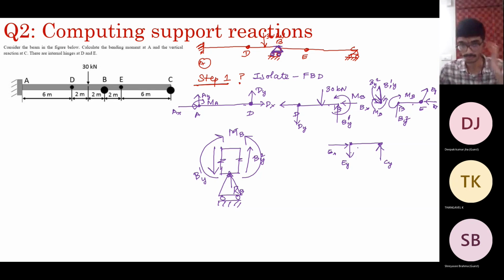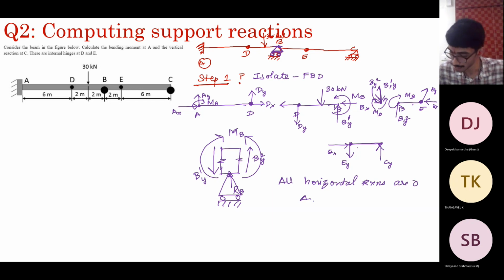Now let us quickly enforce equilibrium equations. So what is step 2? Equilibrium equations. Take this span. Immediately you can see all horizontal forces are 0. So AX equal to DX equal to BX equal to EX equal to 0. Why? Consider this. So this is EX. If you enforce sigma FX equal to 0 for this, there is no other force acting here, which means EX is the only force, that is 0.